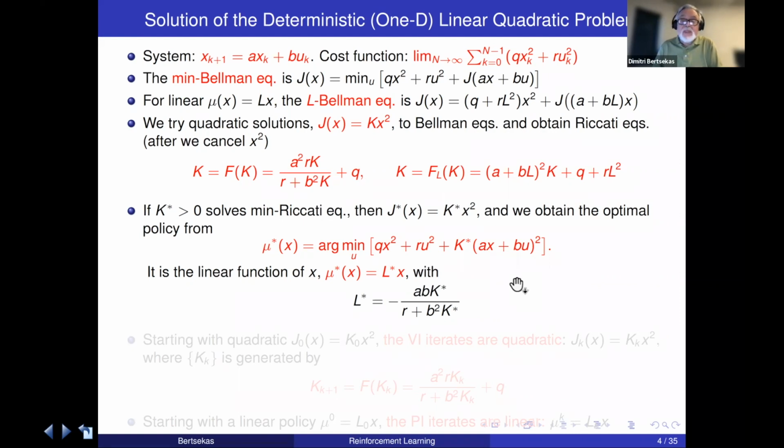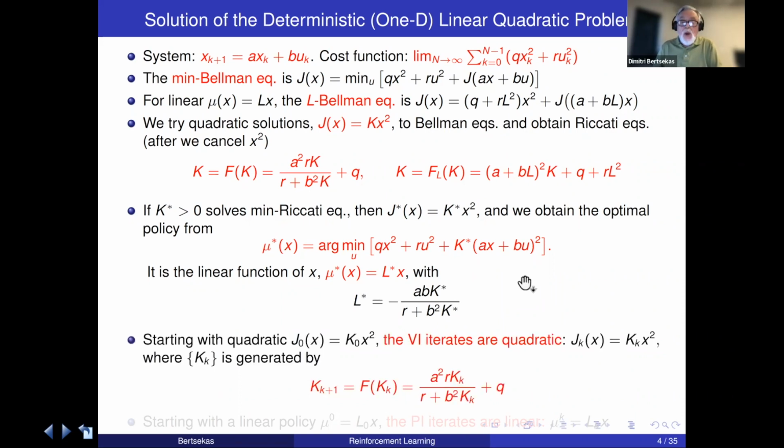And we have discussed last time two basic algorithms for infinite horizon problems. One is value iteration. And what it does is basically iterates using this recursion here. And starting with a quadratic, the value iterates are quadratic also of this form. So K0 is the starting quadratic, Kk is the kth iterate, and it's generated by this formula here, which is equivalent to this Bellman equation. So that's the value iteration algorithm, and we'll come back to it shortly.